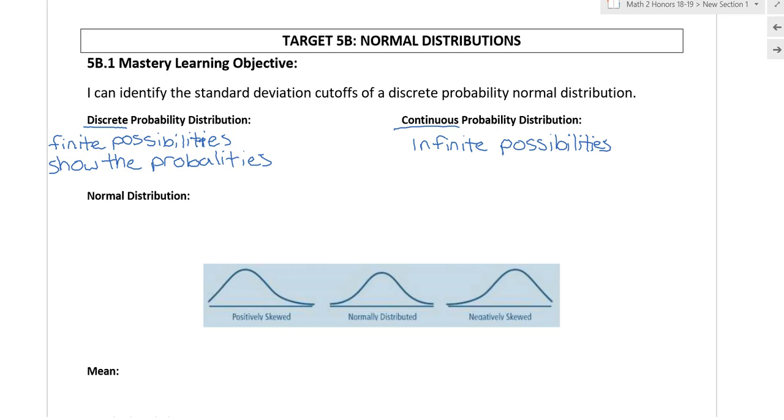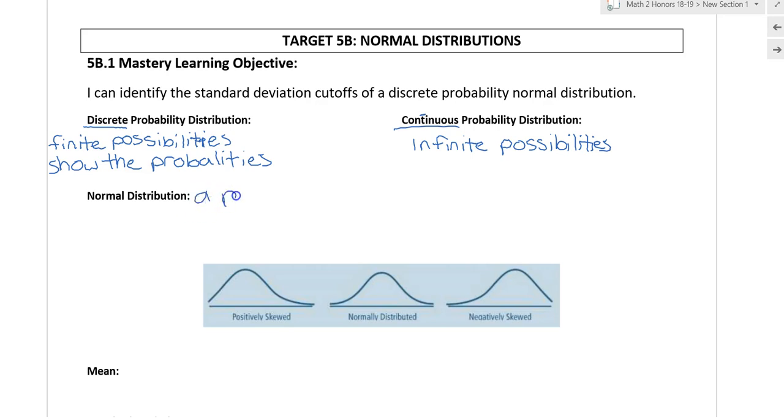Sometimes when they're talking about weights of things, you get into smaller and smaller and smaller decimals. And so the more exact you are, the more it's going to look like this continuous probability distribution. We're not going to do too much with that. We're mostly going to stick with discrete. And the big thing we want to know about is what we call a normal distribution.